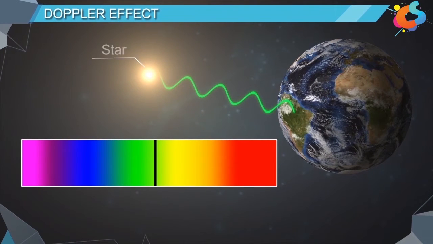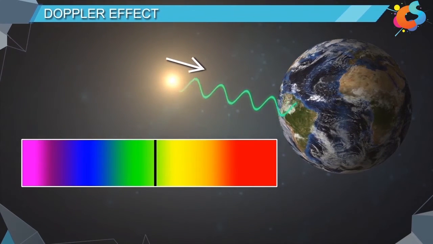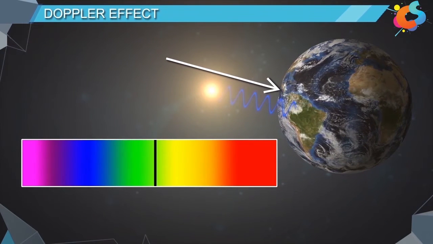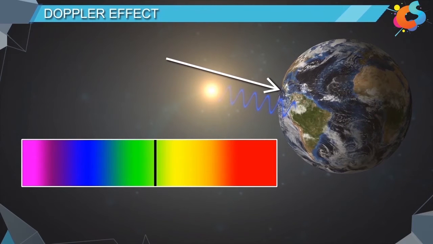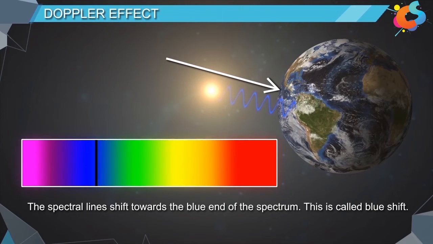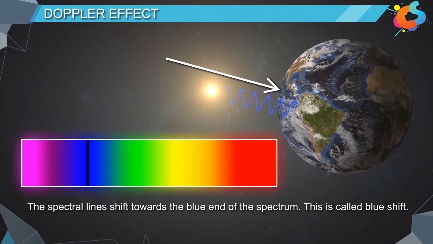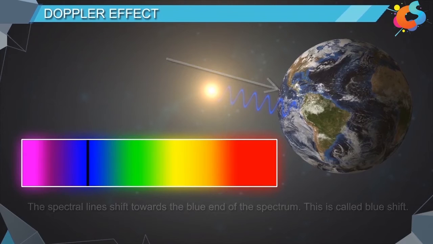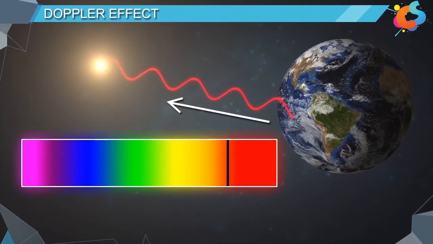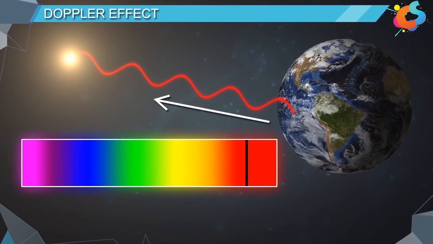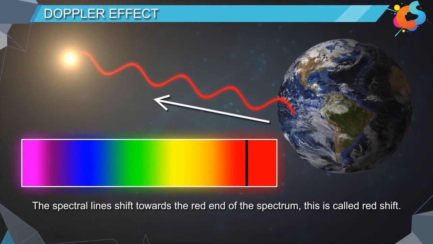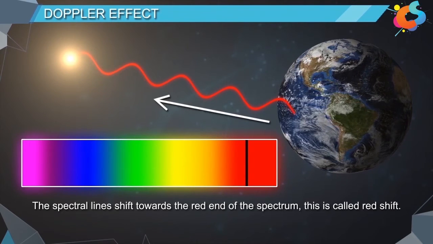If a star emitting light moves towards Earth, then the frequency of the light received by Earth increases or the wavelength decreases. Thus, the spectral lines shift towards the blue end of the spectrum. This is called blue shift. Similarly, when the star moves away from the Earth, the frequency of the light decreases, the wavelength increases, and the spectral lines shift towards the red end of the spectrum. This is called red shift.